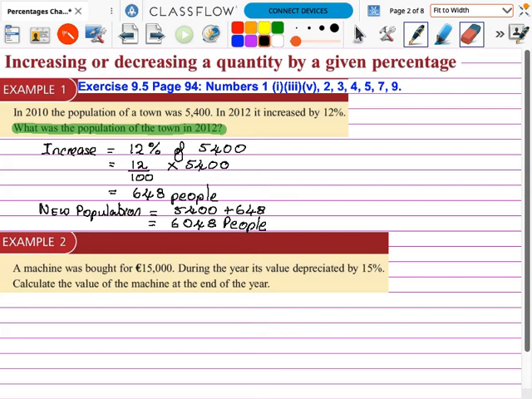Now that's one way of doing it. There is a quicker way of doing it, which works for many other topics as well. What do I know about this population? Well, I know that this is the current population, and the current population is represented by 100%. So 100% represents 5,400 people. What do I want to find out? I want to find out the new population.